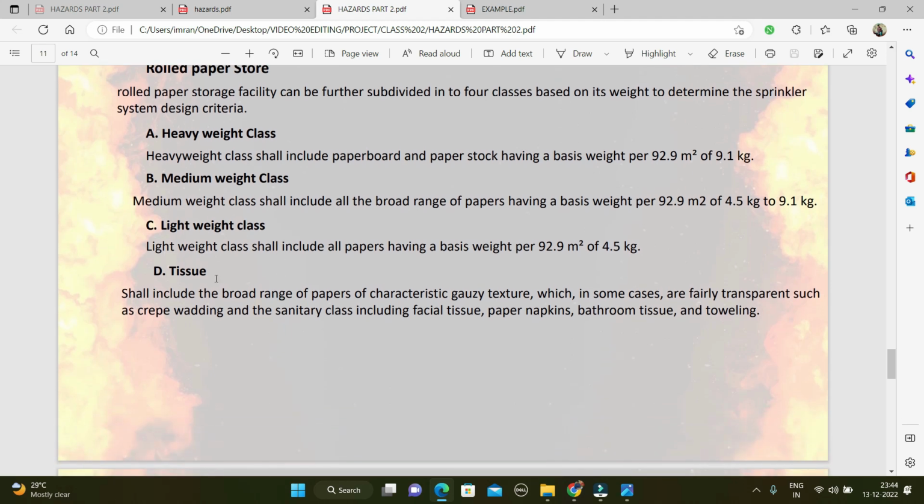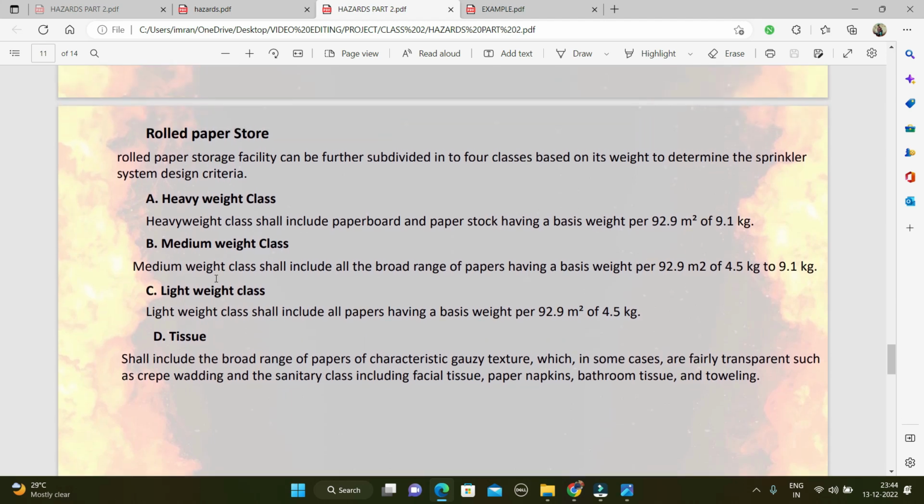Okay, but tissue does not have such weight, so how will we design? See what the definition here is saying.